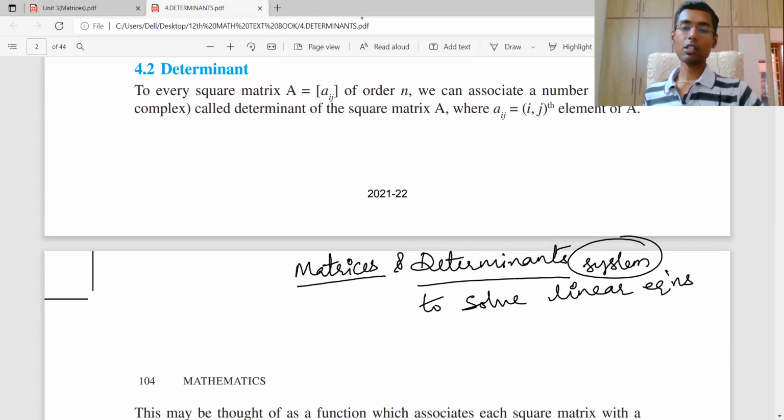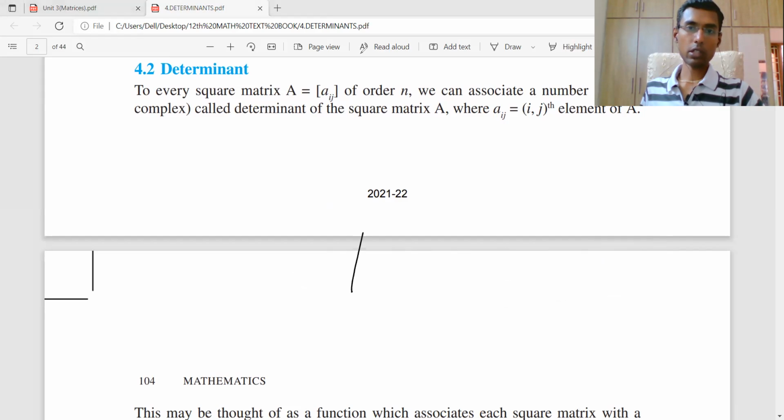By applying matrices and determinants, you can solve a system of linear equations in two variables, three variables, or four or five variables. Actually, this makes it easy. So that's the final thing. For that, we now need to learn determinants. How do you find a determinant?